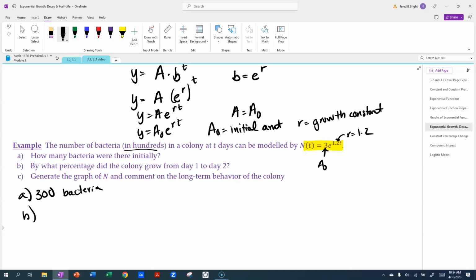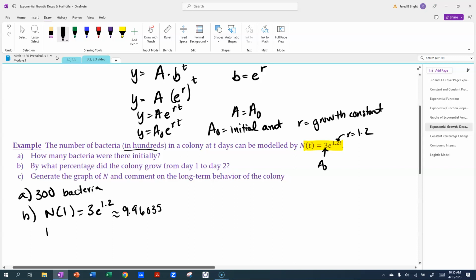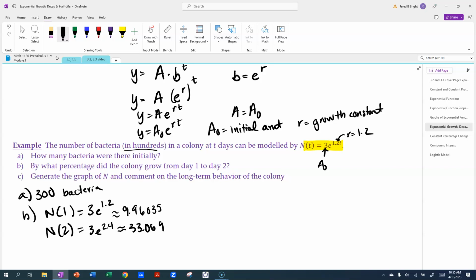Part B: by what percentage did the colony grow from day 1 to day 2? If I want to do this out, I calculate day 1, which would be 3e to the 1.2. If you put that into a calculator, you get approximately 9.96. Then if you put day 2 in there, it'd be 3e to the 1.2 times 2, so 2.4 for the exponent. Putting that into your calculator, you get approximately 33.069.